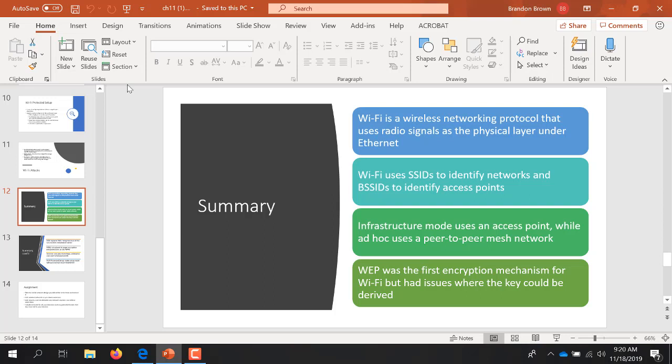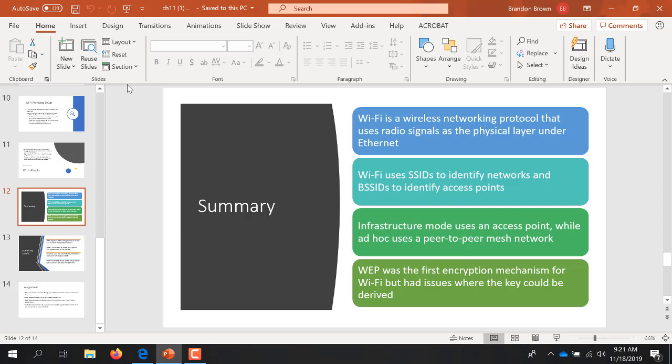So in summary here for wireless, remember that Wi-Fi is a wireless networking protocol. It stands for wireless fidelity. It works off of two radio frequency ranges, 2.4 gigahertz and 5 gigahertz. Remember that one is faster, one is stronger for greater distance. Wi-Fi uses service set identifiers to identify networks and BSSIDs to identify access points and stations' network interface cards. There are two modes, infrastructure mode and ad hoc. Infrastructure mode uses access points where ad hoc can be more peer-to-peer. And WEP is the first encryption mechanism for Wi-Fi, but it sucks. Don't ever use it. Use WPA, Wi-Fi Protected Access, and the newer version, the better.